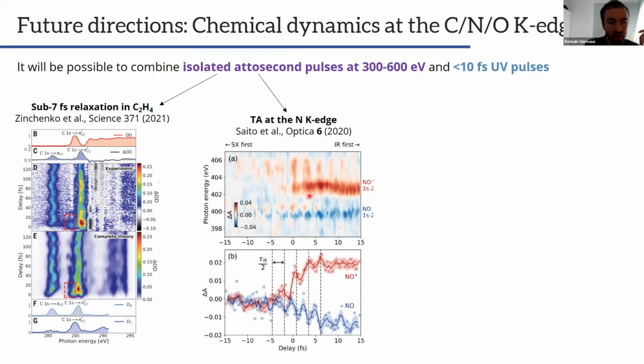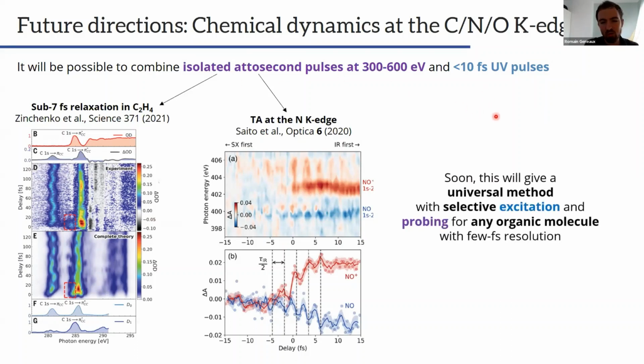And soon we will be able to combine all these nice things with the short UV pulses that you heard about during the week. By many techniques now, it's possible to create pulses that are a few femtoseconds, or at least 5 or 6 femtoseconds. By combining these two, it's sure that it will get to a universal method, because with this you can probe pretty much any organic molecule, and you have selective excitation because you have short UV pulses, and you have selective probing because you can probe the carbon, nitrogen, and oxygen separately, and so you can see what happens to different parts of a molecule, for instance. And of course, you have great femtosecond resolution.